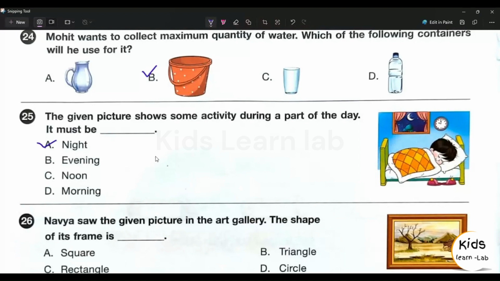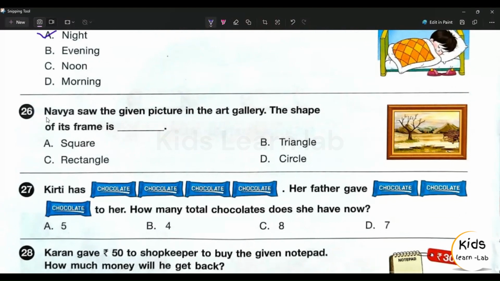26th question, Navya saw the given picture in the art gallery. The shape of its frame is dash. Here the opposite sides are equal. So it is not a square, it is a rectangle. Option C is the right answer.